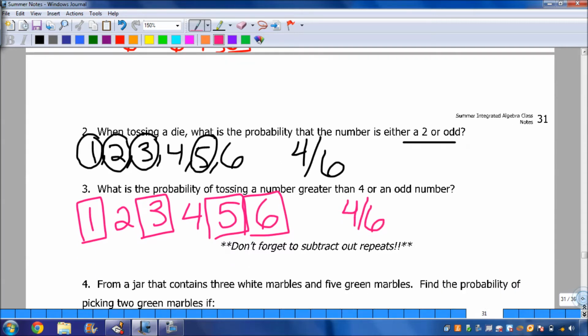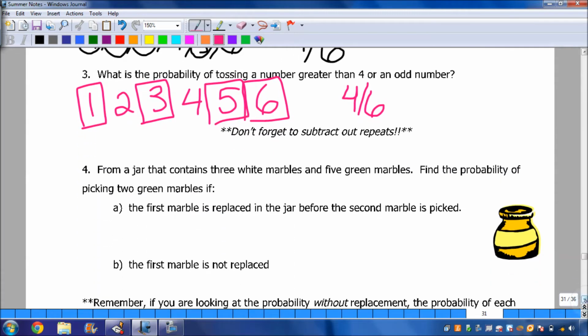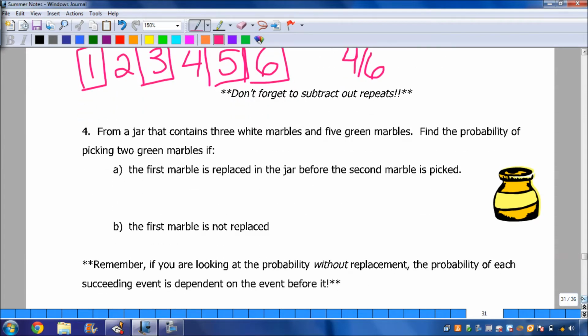All right. Now, when you have probability questions where it says that things cannot be replaced, then you have to remember to subtract out your repeats, okay? So for example, number 4: from a jar that contains 3 white marbles and 5 green marbles, what is the probability of picking 2 green marbles if the first marble is replaced in the jar before the second marble is picked?